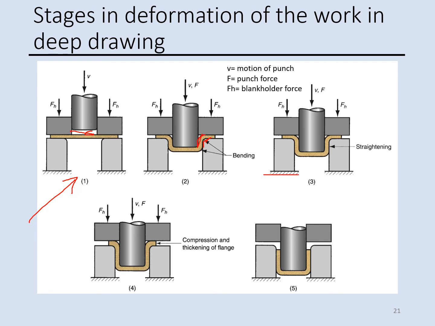The next step is this. We have a straightening. See, this punch moves downward. In Step 4, we have compression as well as some friction between the die surfaces as well as the punch surface. The final step is this one, where we have the final cup shape, which shows the effect of thinning in the cup walls.